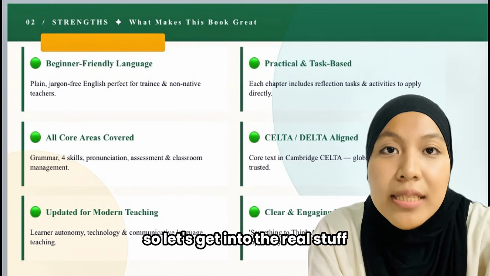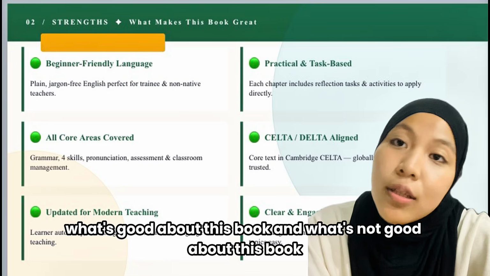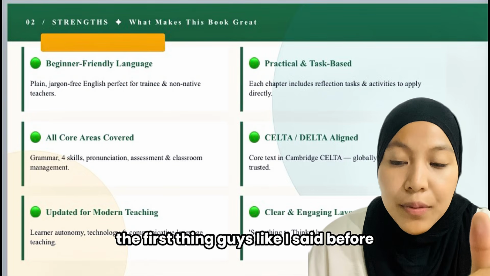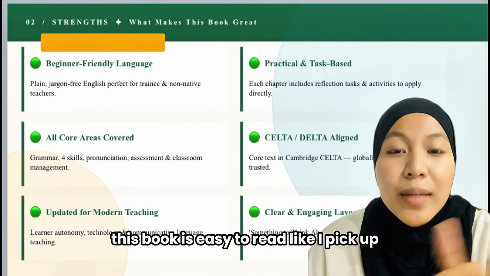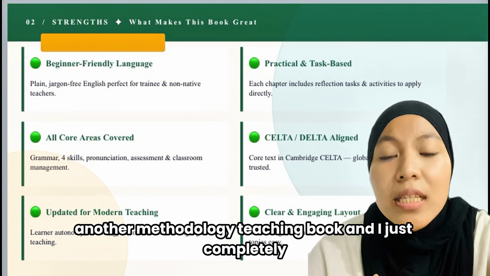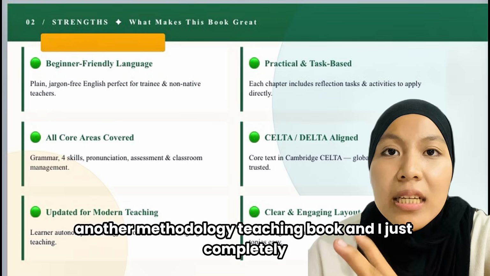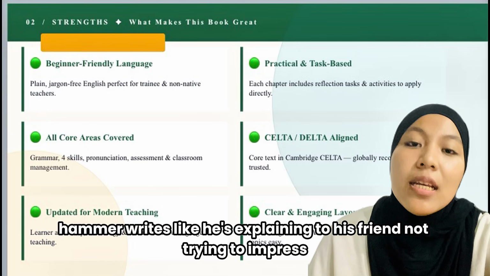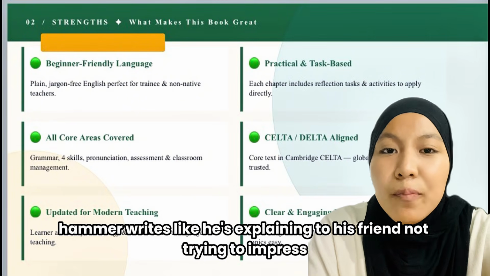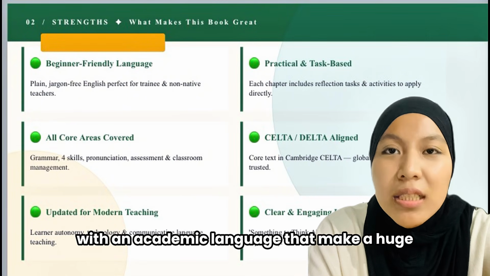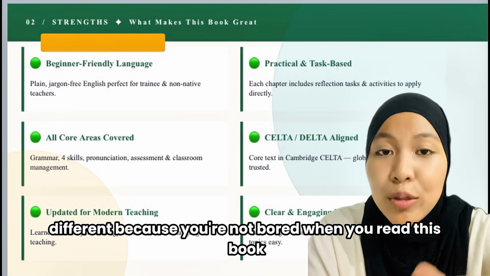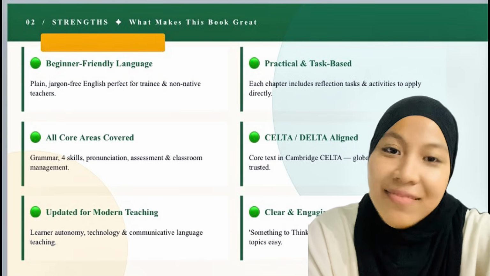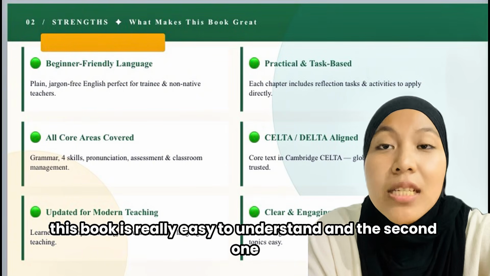So let's get into the real stuff. What's good about this book and what's not good about this book. Starting with the strengths. The first thing, guys, like I said before, this book is easy to read. I've picked up another methodology teaching book, and I was completely lost after two pages, guys. But this one is different. Harmer writes like he's explaining to his friend, not trying to impress with academic language. That makes a huge difference, because you're not bored when you read this book, especially when you're already stressed about assignments. This book is really easy to understand.